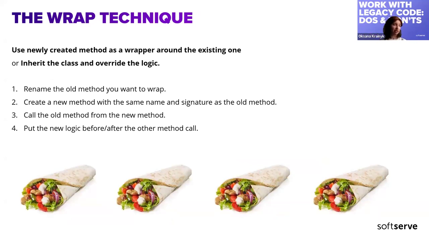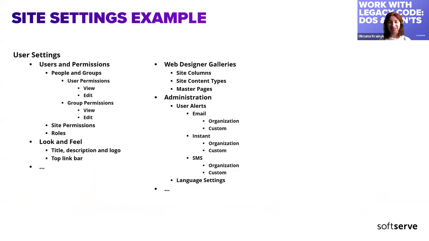And please pay attention here that both approaches work very well with either method level or class level. And if you're talking about the class level for the wrap technique, that would be basically our regular inheritance. So we inherit the functionality and we override the pieces we need to override. So this should be pretty simple and understandable. And to make the understanding even better, let's take a closer look at the example here.